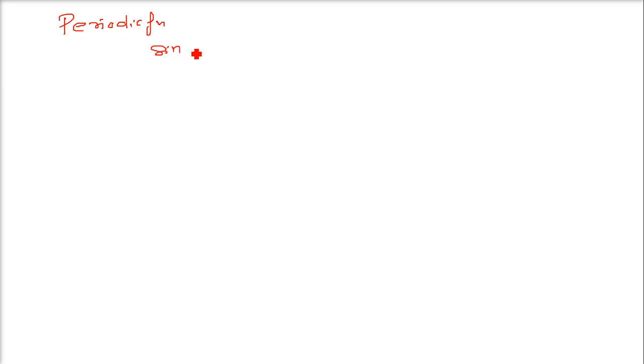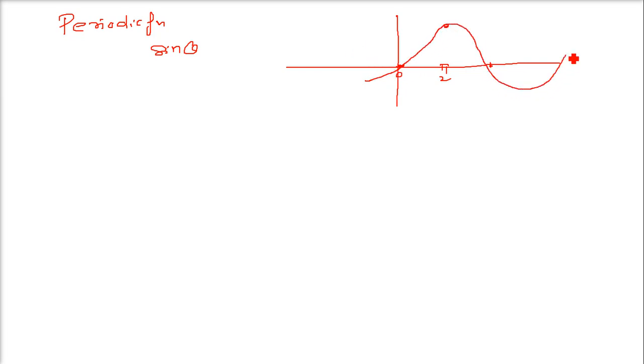So sine theta is what? Sine 0 is 0. Sine pi by 2 is 1. Sine pi is again 0. So if I want to make a graph, it will be something like this. This is pi, this is 3 pi by 2, this is 2 pi, like this. So now if you see, there is a pattern, it is repeating. When a function, a sinusoidal wave, is repeating, then we call it a periodic function.